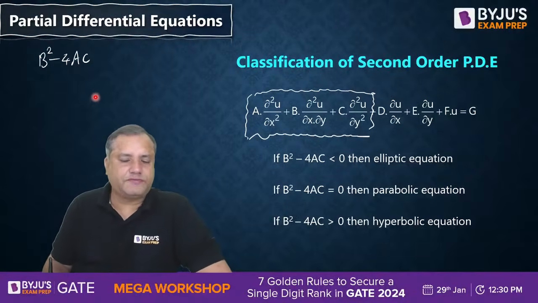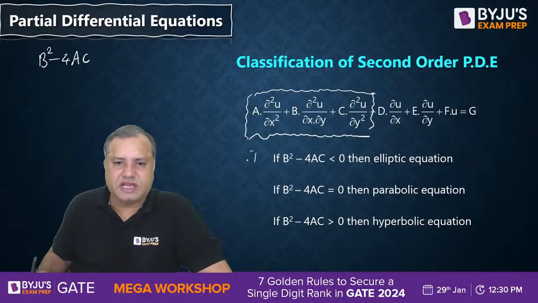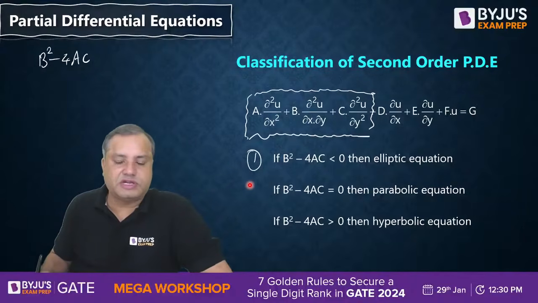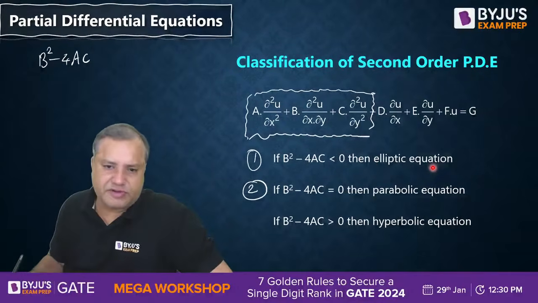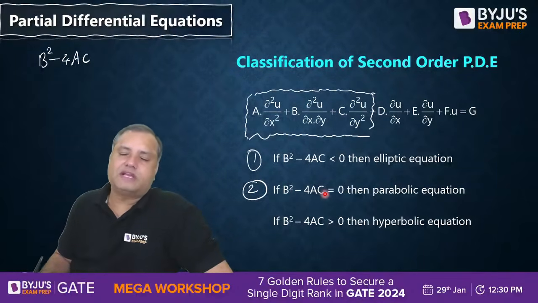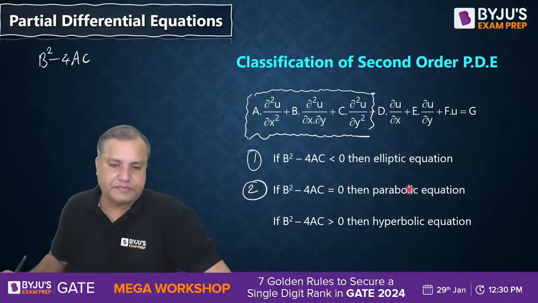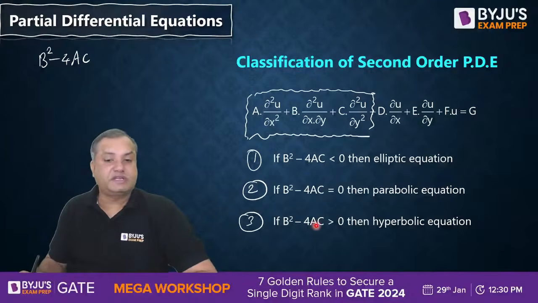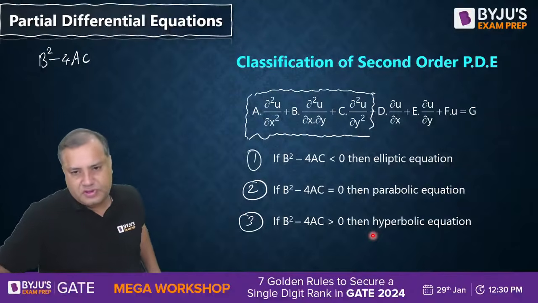you need to find out this b square minus 4ac. So if this b square minus 4ac is less than 0, then the type of equation is elliptic equation. Elliptic. So the solution curve will be an ellipse. Leave it. Just remember elliptic equation. If b square minus 4ac is 0, then the type of equation will be parabolic equation. And third possibility, when b square minus 4ac is greater than 0, then go for hyperbolic equation.